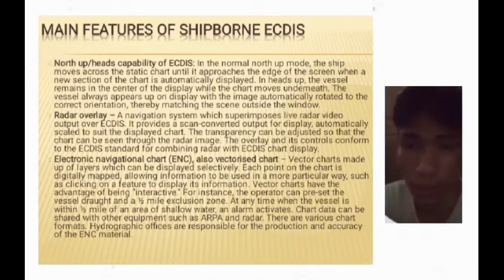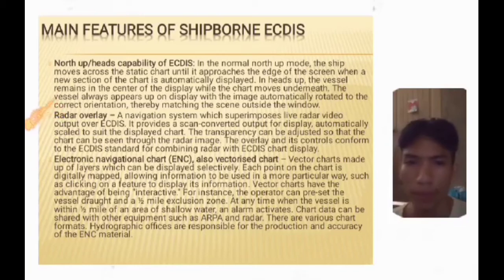And the next is radar overlay, a navigation system which superimposes live radar video output over ECDIS. It provides a scan converted output for display, automatically scaled to suit the displayed chart. The transparency can be adjusted so that the chart can be seen through the radar image. The overlay and its controls conform to the ECDIS standard for combining radar with ECDIS chart display. The radar overlay feature of ECDIS not only duplicates the radar itself, as some navigators know, but can also be used to verify the entire navigational system.